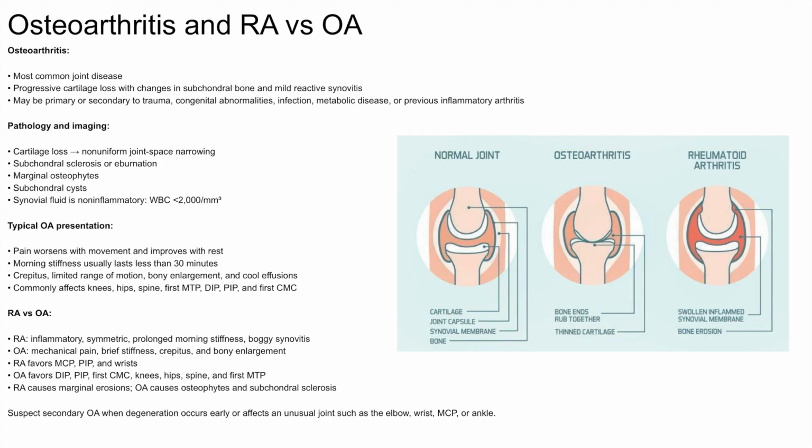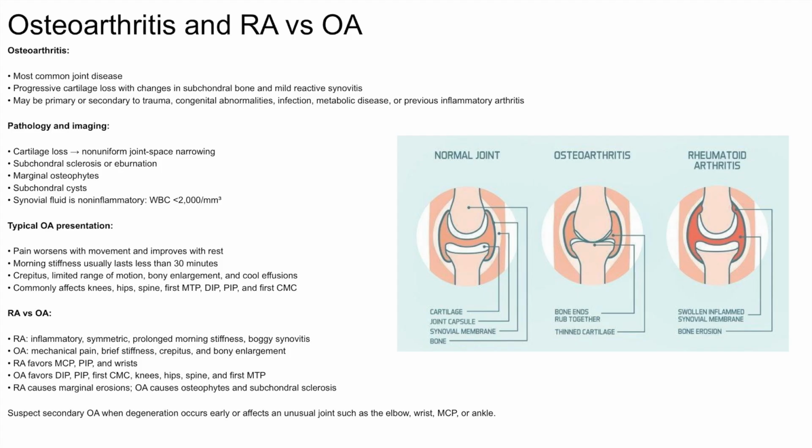than intensely inflamed effusion. Imaging demonstrates non-uniform joint space narrowing, osteophytes, subchondral sclerosis, and subchondral cysts, while synovial fluid is non-inflammatory with fewer than about 2,000 white cells per cubic millimeter. Osteoarthritis commonly affects the knees, hips, spine, first MTP, first CMC, DIP, and PIP joints.